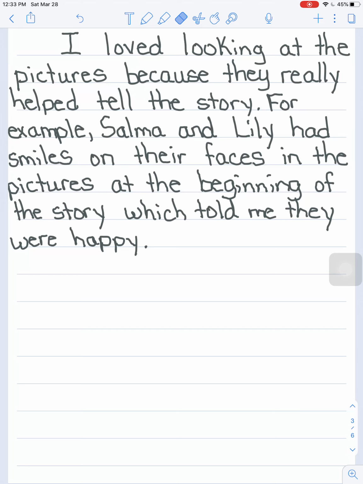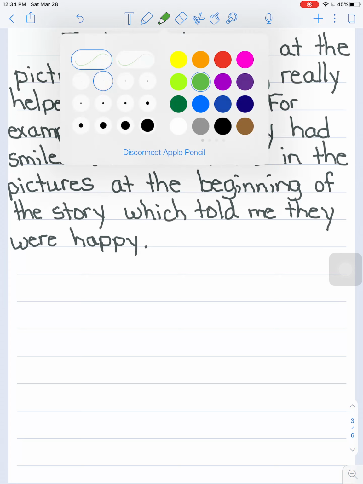All right. Mrs. Johnson taught us that we also need to tell why with the word because. Let me show you that. So I wrote this paragraph. I'll go ahead and start reading it. I indented and wrote, I loved looking at the pictures because, right there's where I use that word because. Let me make that bigger.